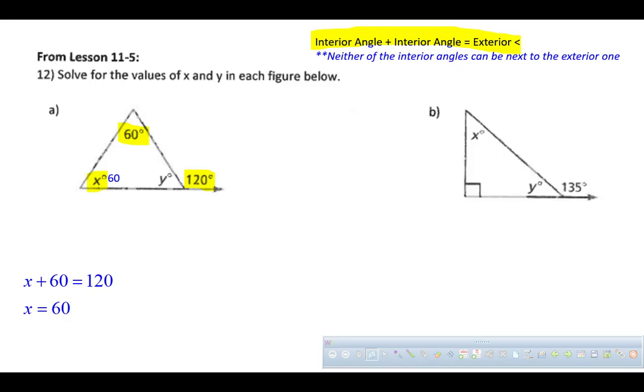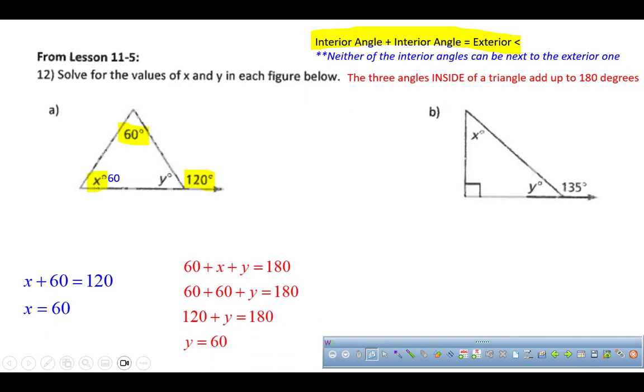All right, then we also learned yesterday that the three inside angles of a triangle equal 180. So if I have two of the three, if two of them are 60, then I can figure out the third one. So I did 60 plus y, which is that third angle, to find that y is 60 as well. So x is 60 and y is 60 here. They're not always equal. They're equal for this problem. Anybody have questions on that one?